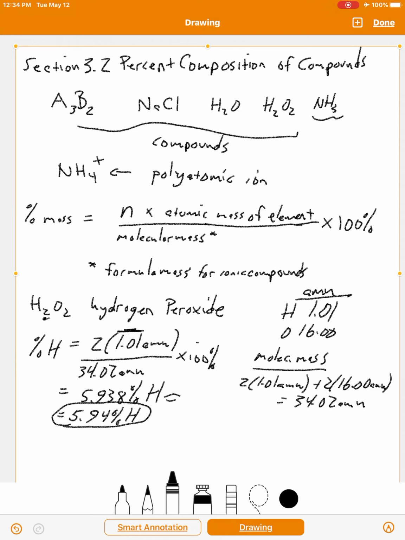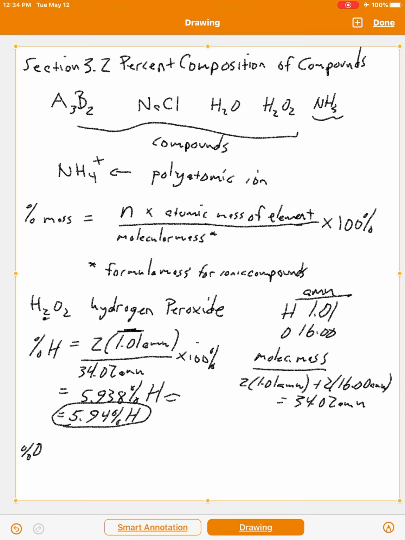Now you have a way, if you wanted to know what the percent oxygen was, you'd have a couple different ways to do it. You could say, look, the 2 elements have to add up to 100% because the compound is made up of only hydrogen and oxygen. So you could take 100% and subtract the 5.94, and you would get 94.06%? And that would be perfectly fine. You could even round that to 94.1%. Okay?